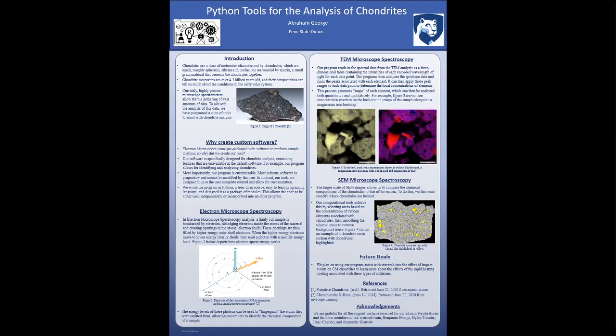Okay, so how do we get this data that we're analyzing? We get the data using electron microscope spectroscopy. Electron microscope spectroscopy is a type of spectroscopy that involves shooting a beam of electrons into the material.